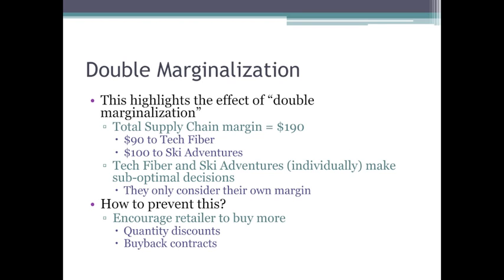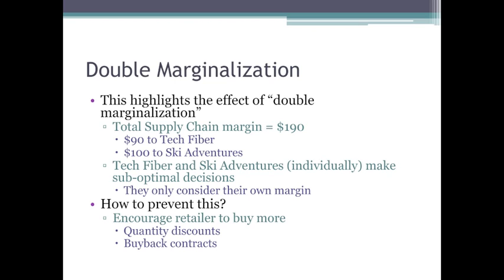These were some really interesting results. I mean, you had the optimal order amount for the supply chain that was higher than what either Tech Fiber or Ski Adventures wanted. This is actually fairly normal. This is what's known as double marginalization. In other words, whatever is best for the supply chain is actually a higher order amount than what either Tech Fiber or Ski Adventure wanted.